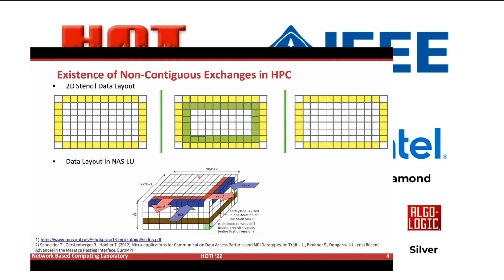And in the bottom part of the slide, we see the data layout used in the NAS LU application. This is a 3D grid, and again, the points shaded in blue and red colors are the edges that are exchanged across the MPI processes. And MPI provides derived data types, or DDTs, to represent these non-contiguous layouts in memory.